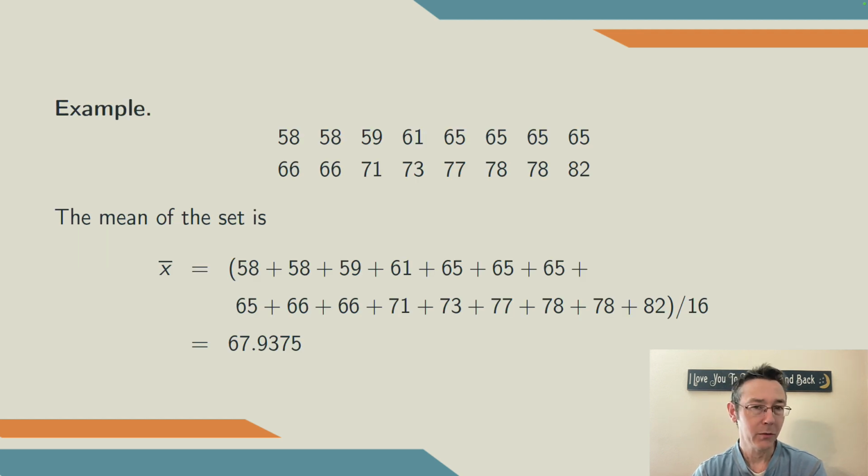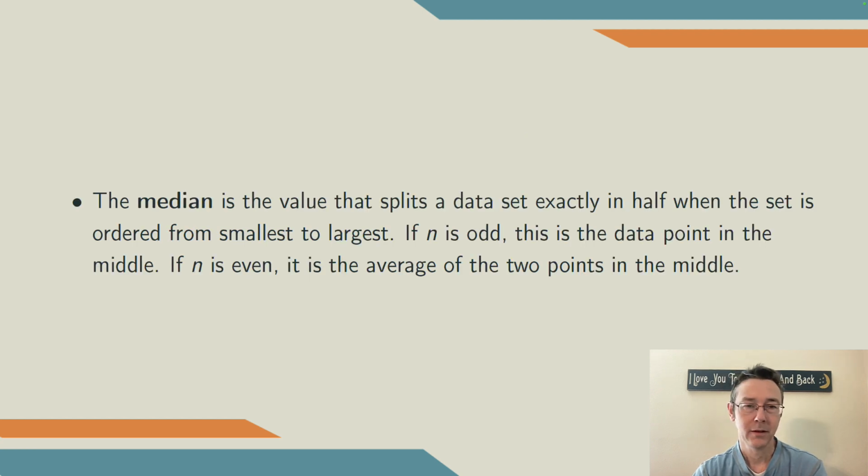So for instance, here we have 16 values. We add them all up, we divide by 16, and we get 67.9375. And if you look at the numbers in that set, you can see that 67.9 is right about in the center, although not exactly. If you notice, it's in the sort of half of the data that has the higher numbers.